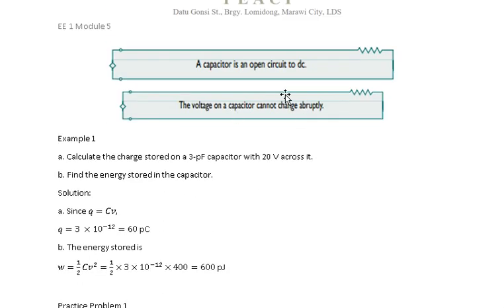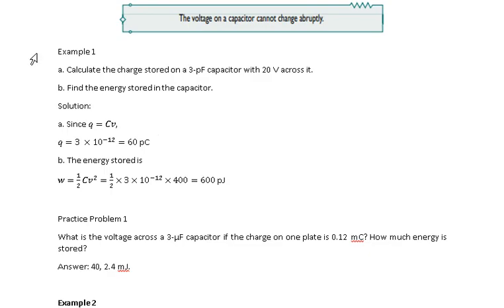The voltage on the capacitor cannot change abruptly. This is also very important. That means if you suddenly disconnect the source that is connected to a capacitor, its voltage would not change abruptly. Its value stays constant, it does not suddenly change, which we also used in our previous discussion.